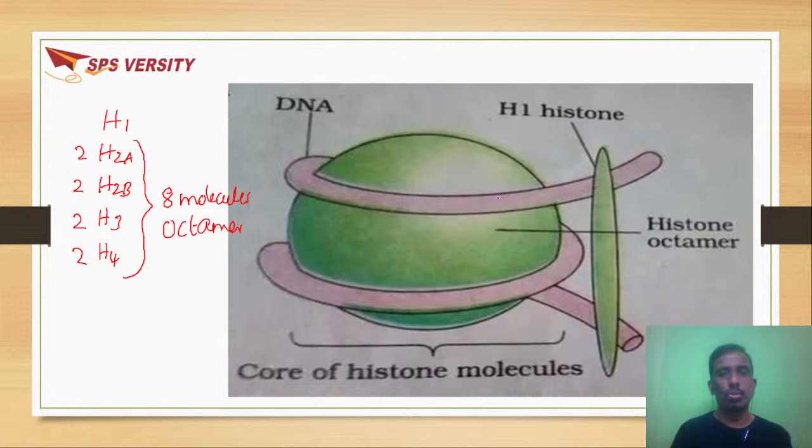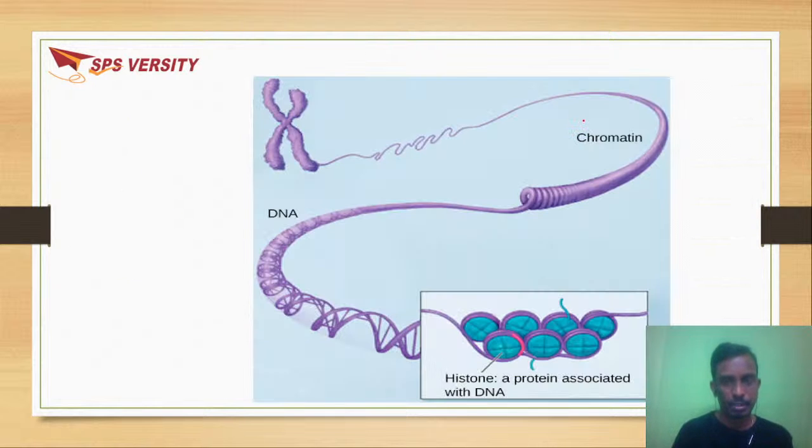Surrounding this histone octamer, the DNA coils twice. The ends of the DNA are held by the H1 histone protein. Here you are seeing each one, and it is associated with histones.